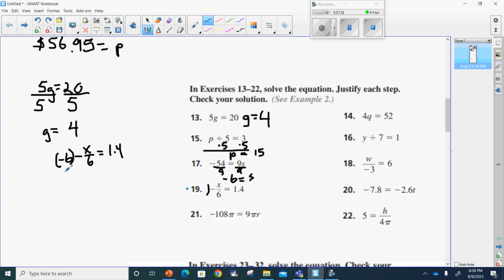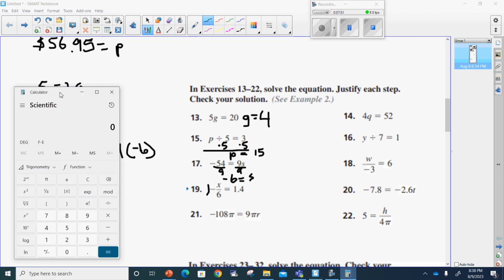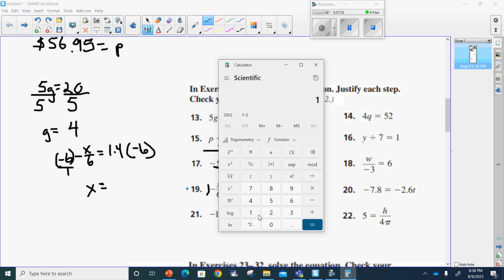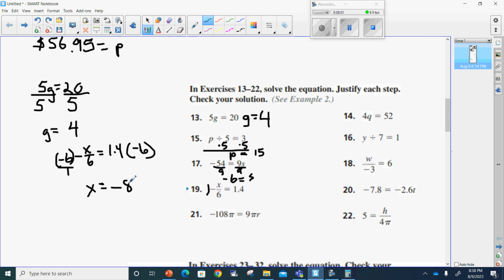And that gives us x by itself. And whatever I multiply to one side, I do the other. So I'm going to multiply 1.4 times negative 6. All right, I'll make short work of this using a calculator. And 1.4 times negative 6, 1.4 times 6 is 8.4, so that's going to be negative 8.4.